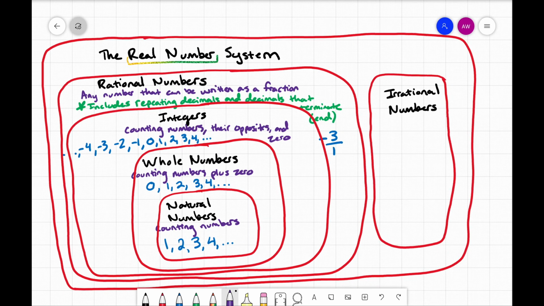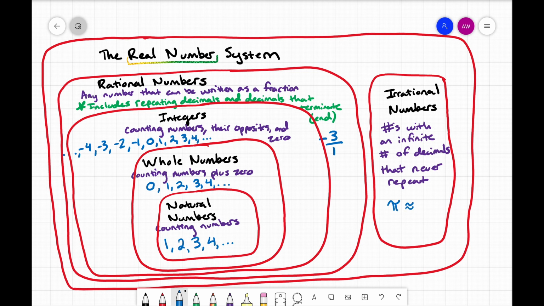And so what are irrational numbers? Those would be numbers with an infinite number of decimals that never repeat. What could that be? Are there any irrational numbers that we know? Well, perhaps you've heard of pi, which we say is approximately 3.14159, but it really keeps going on forever. Also, if you typed it into the calculator, you might discover that the square root of 2 is irrational.